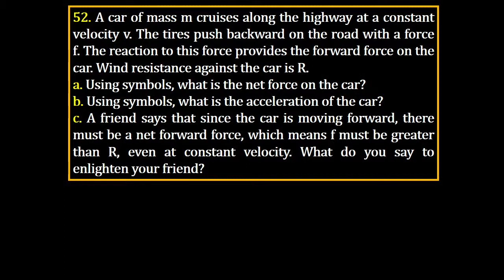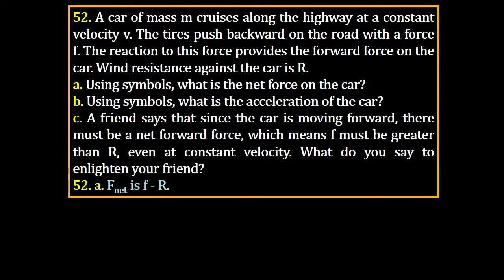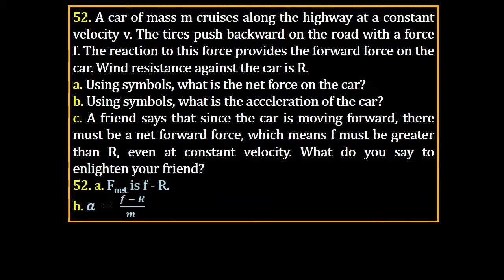Well, the net force would be F minus R. And when F and R are equal and opposite, then you have the constant velocity. The acceleration of the car would be the net force divided by M. So when F and R cancel each other, with equal and opposite magnitude and direction respectively, then A equals zero.